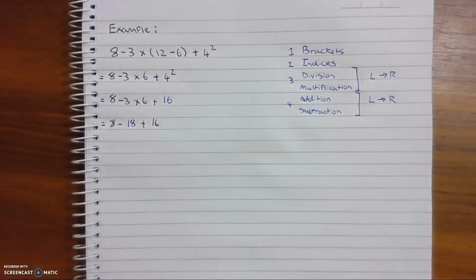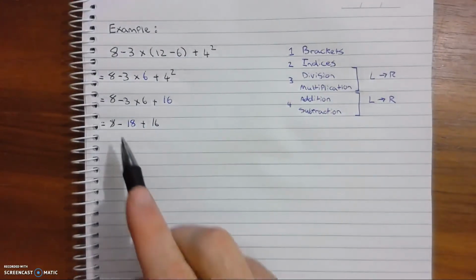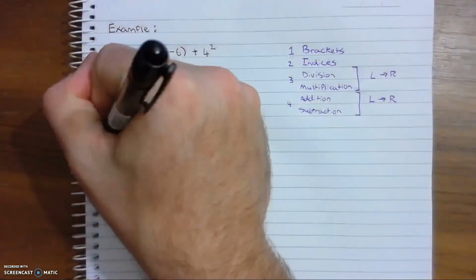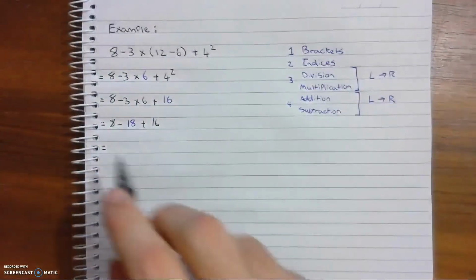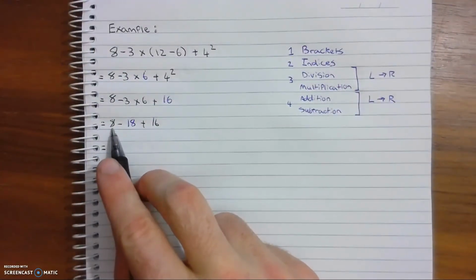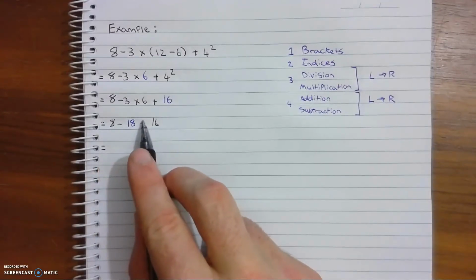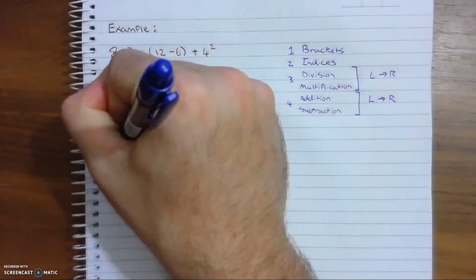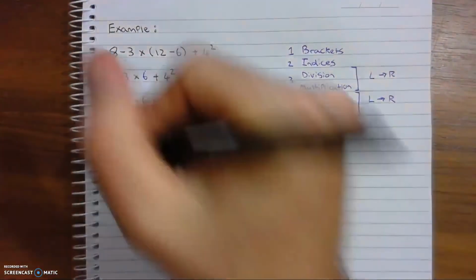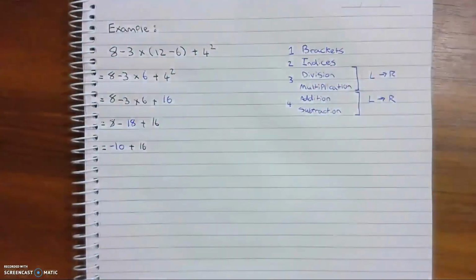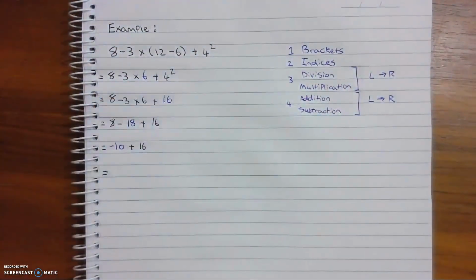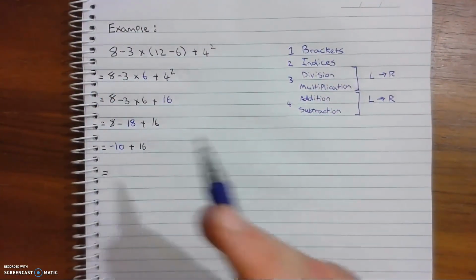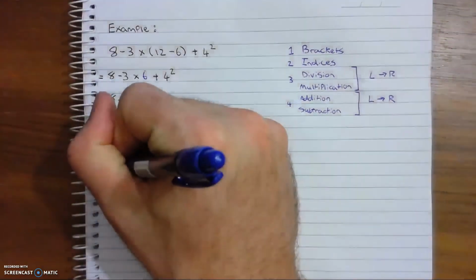Fantastic. Now we have a look. There are no more division and multiplication symbols, so we move on to the fourth level, which is addition and subtraction. And we work from the left to the right. So straight away from the left, we have 8 minus 18, so we work that out first. 8 minus 18 is negative 10. And then we still add 16. Fantastic. And we only have one more equation left, which is negative 10 plus 16, which we know is positive 6.